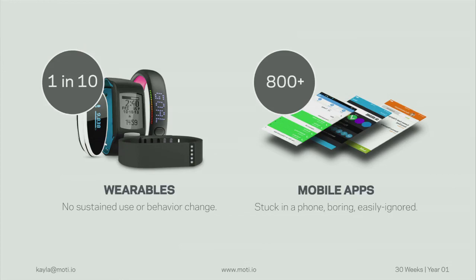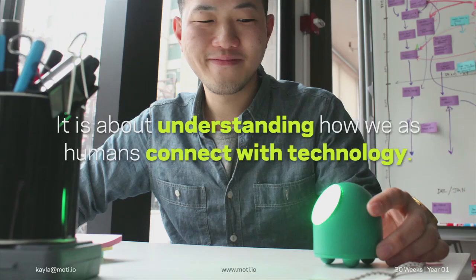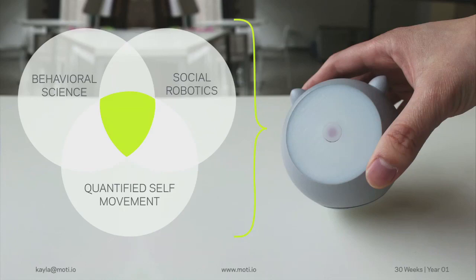Instead, Modi is different. Modi is all about understanding how we as humans connect with technology. What system of rewards and triggers and responses can actually motivate us and engage us in the long term for habit formation, while still maintaining simplicity and maximizing delight. And this is how we're doing it. We're combining specific insights from the behavioral science of habit formation, as well as from social robotics, so how we emotionally relate to technology, plus the current successes and failures of the quantified self movement. And what that translates to is this little guy, and I'll give you a glimpse at how he works right now.